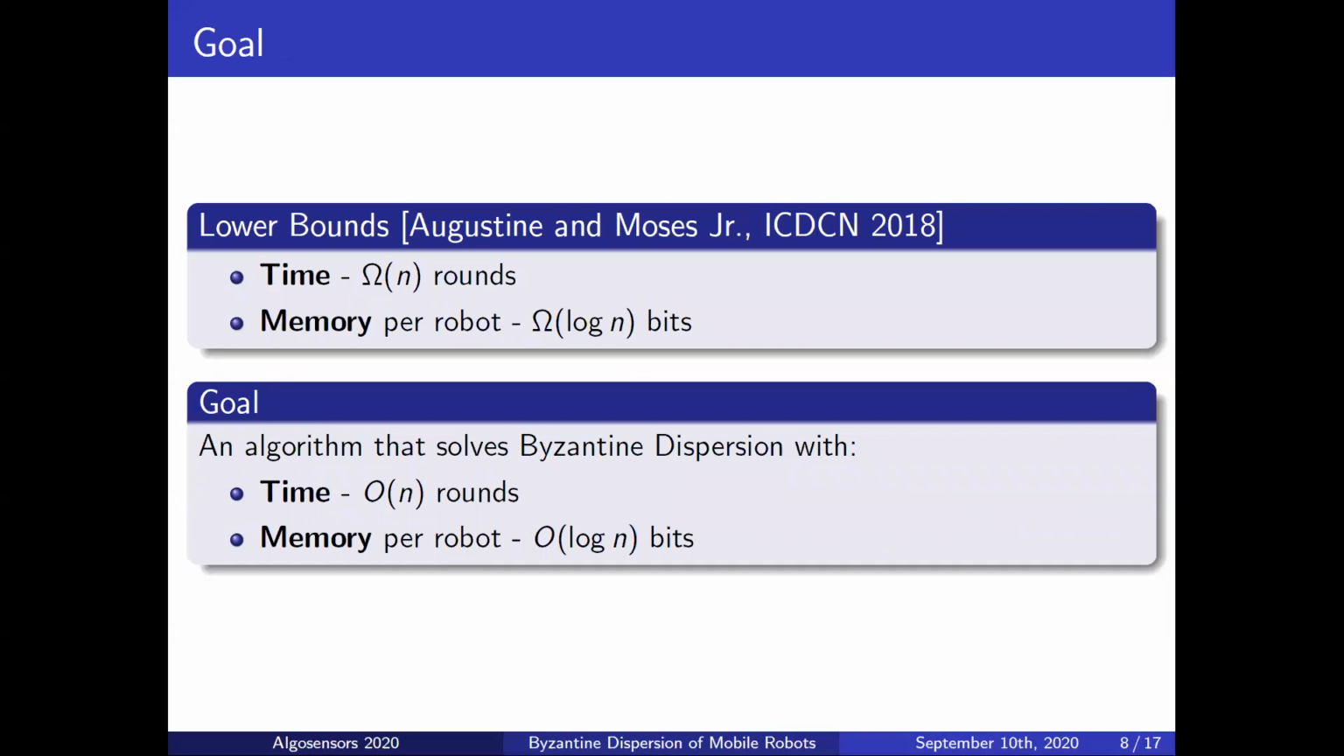Now, what are the goals of this paper? Well, I told you it's a time and memory efficient algorithm that we develop. So what does that mean? Well, from an initial paper in this area, a lower bound on time in a ring is omega of n rounds. And there's a lower bound that for any deterministic algorithm for dispersion, each robot needs at least omega of log n bits of memory. So what's our goal? To get an O of n round algorithm where each robot requires O of log n bits. And this algorithm should solve Byzantine dispersion.